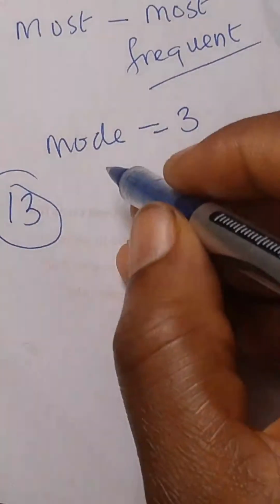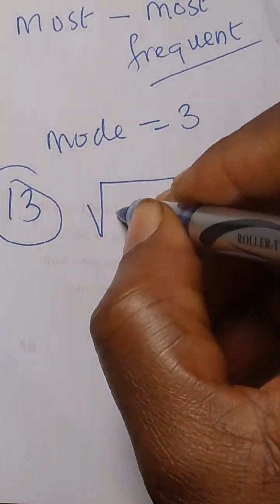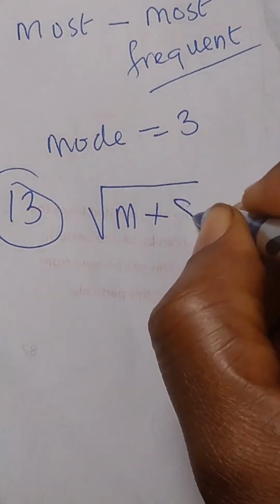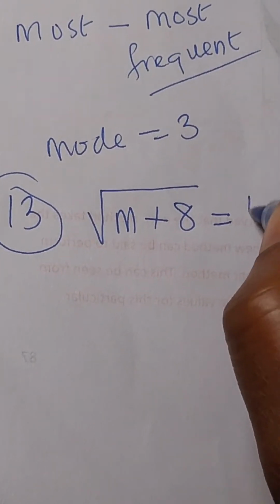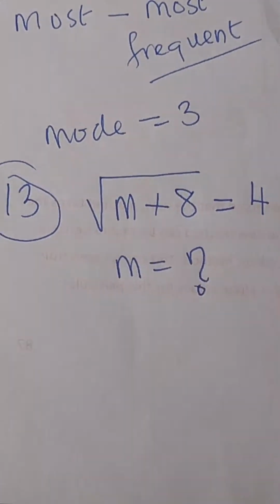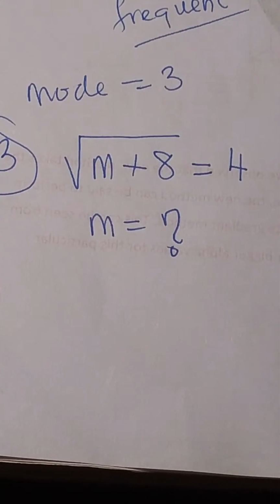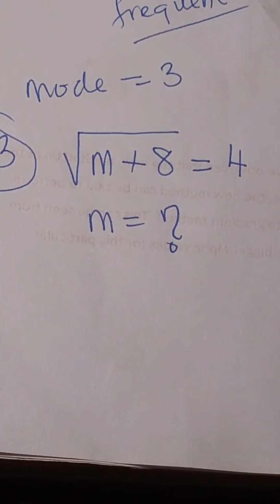So solve this. We have square root of m plus 8 equal to 4. m is equal to what? Please solve this. We have square root of m plus 8 equals to 4. Find m. Please tell us what m is.